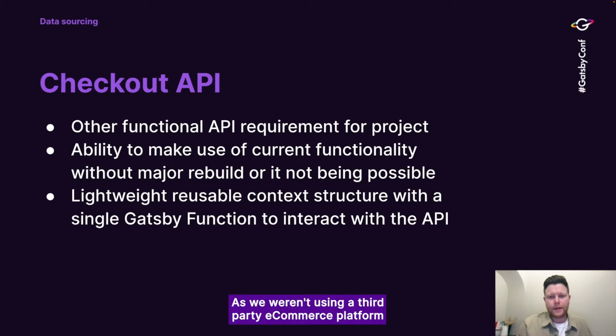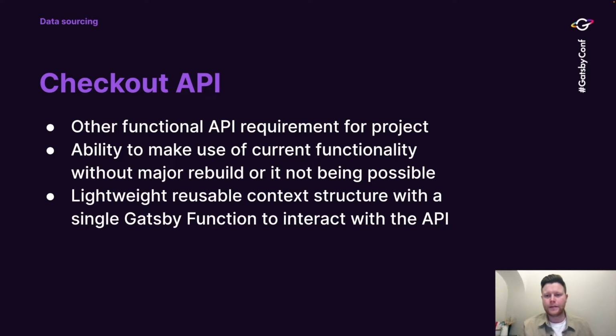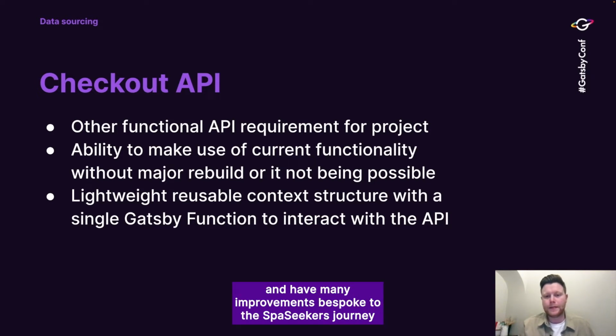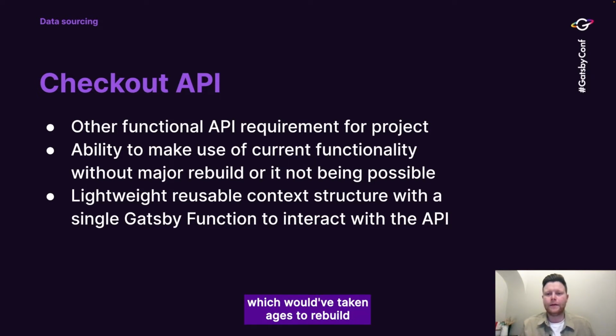As we weren't using a third-party e-commerce platform like Shopify, the backend developers also had to build out a checkout API for us to interact with. This included functionality such as add to cart, postcode lookup, and booking generation. This legacy functionality has been built up for years and had many improvements bespoke to the SpaSeekers journey, which would have taken ages to rebuild and might not have even been possible with third-party integrations.